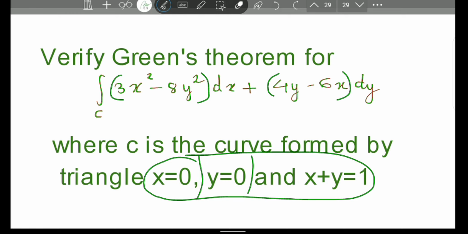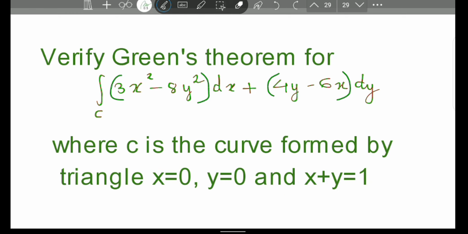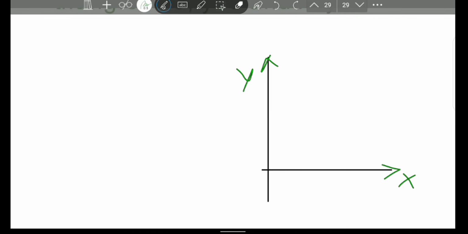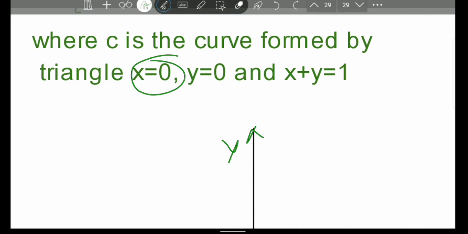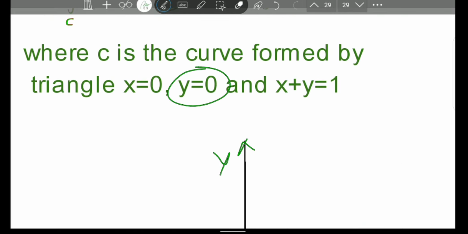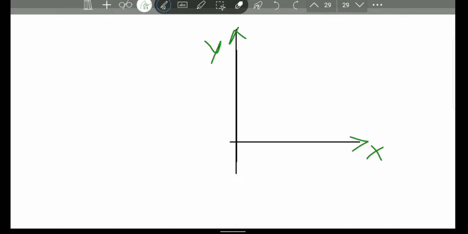In fact, those three lines will intersect to form a triangle. Let's draw a triangle. First of all, we have the line x equal to 0. That's the y-axis. So we have drawn the y-axis. Next, we have the line y equal to 0. That's the x-axis. And we have drawn the line y equal to 0, and that's the x-axis.